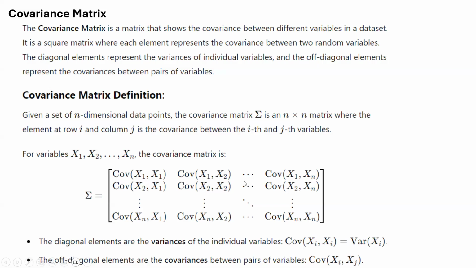And similarly, covariance of x2 comma x2 is nothing but the variance along x2, because x2 minus mu into x2 minus mu will become x2 minus mu whole square, and that converts back to variance along x2. And covariance of x2 comma x1 is nothing but the covariance of x1 comma x2. These two will be the same.